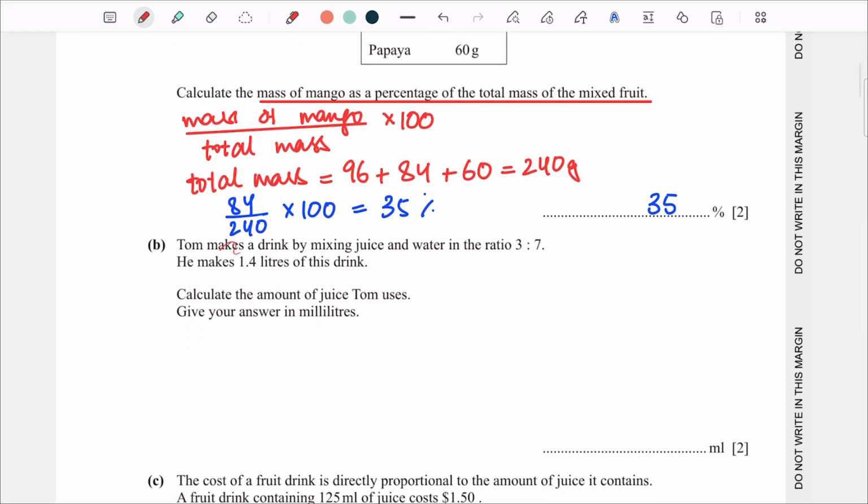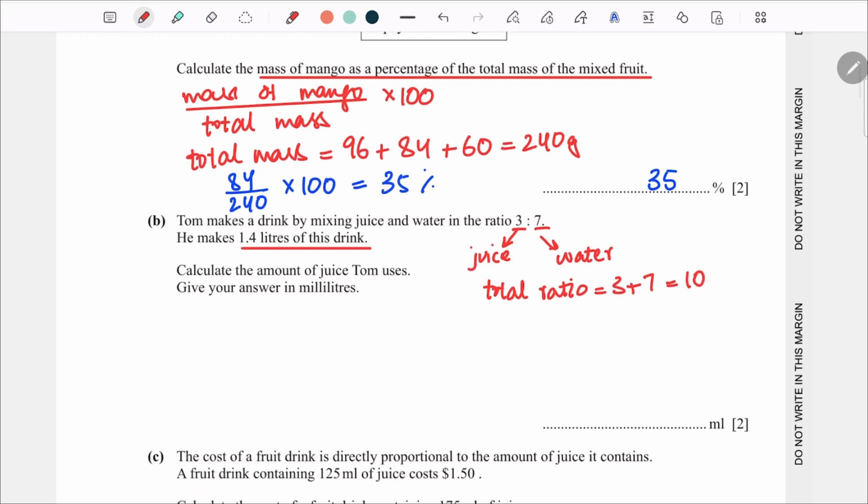In part B, Tom makes a drink by mixing juice and water in the ratio 3:7. So 3 is the ratio for juice and 7 is the ratio for water. Now the total ratio can be found by adding 3 and 7. So that is going to be equal to 10. 10 is the total ratio. He makes 1.4 liters of this drink. That means the total amount of drink is 1.4 liters.